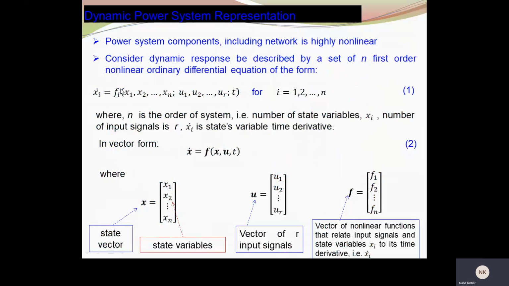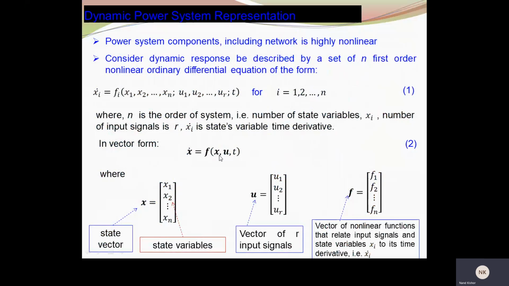So this could be a nonlinear function of some state variables of the components, and it will also be a function of nonlinear functions of some input variables, up to the nth order of the system. Here xi represents the state variables, r represents the number of input variables, and xi dot is the state variable's time derivative, dxi by dt.